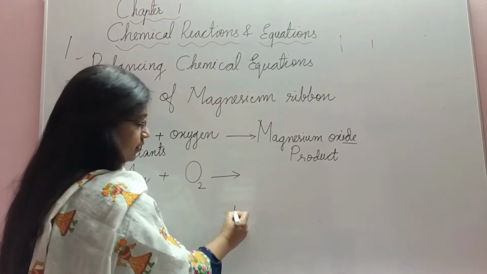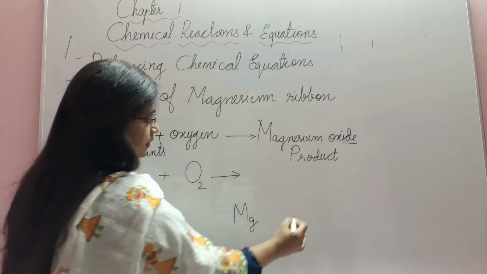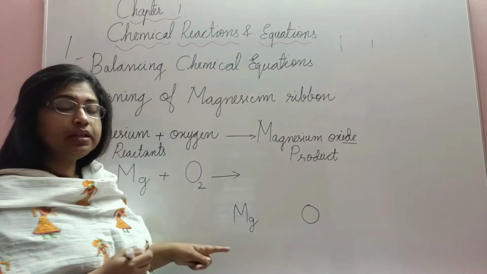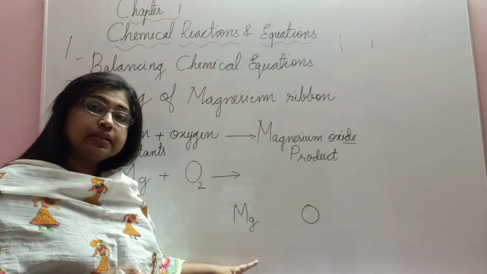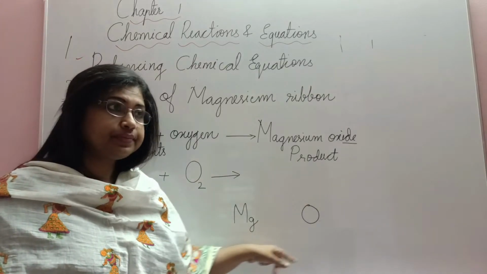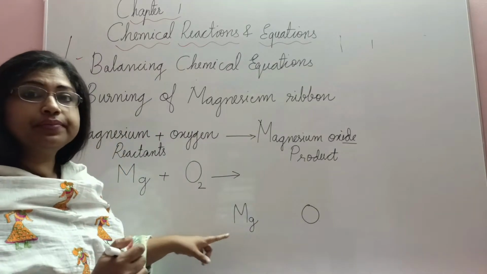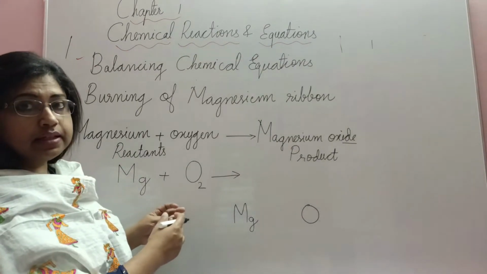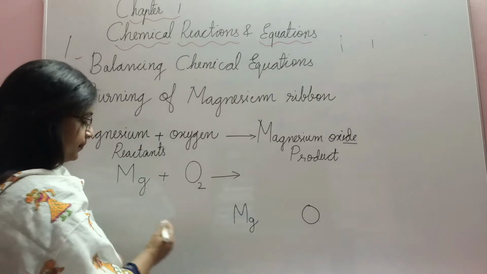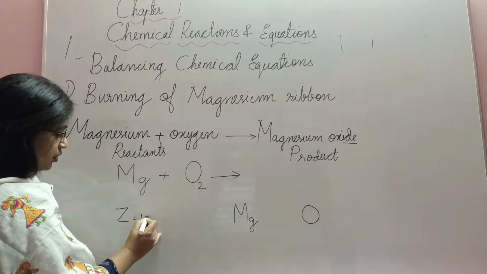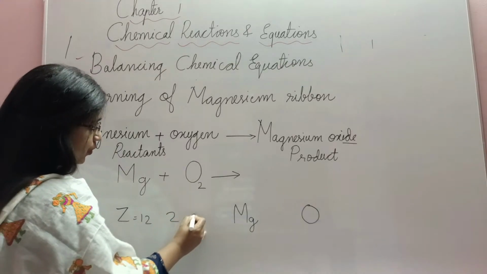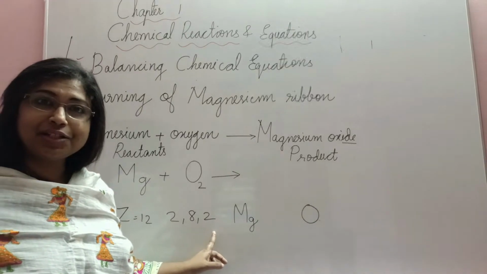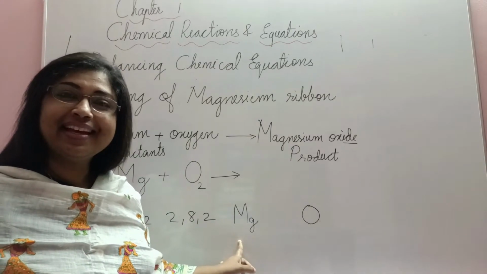First you write the symbol of the element, magnesium, and then oxygen. This is the symbol of oxygen. Now you need to write the valency of magnesium and oxygen. In the case of magnesium, the atomic number is 12. Then we need to write the electronic configuration of magnesium. The electronic configuration is 2, 8, 2: 2 electrons in the K shell, 8 electrons in the L shell, and 2 electrons in the M shell.